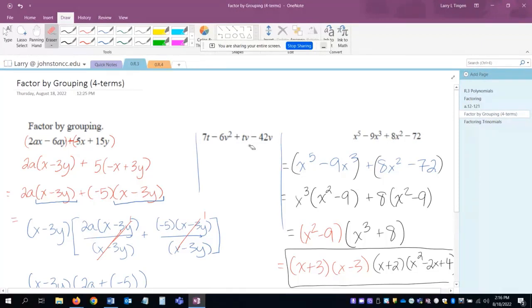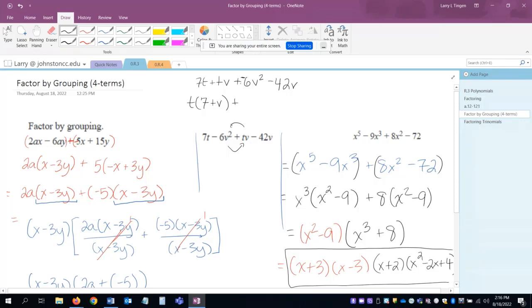Whenever I'm going to factor by grouping, I need to make sure that my first and second terms, whatever my terms are, have something in common. So what I'm going to do is just flip the order and make this 7t, and carry the signs with me, plus tv minus 6v squared minus 42v. Factor out what I have in common. That's a t. So that's 7 plus v.